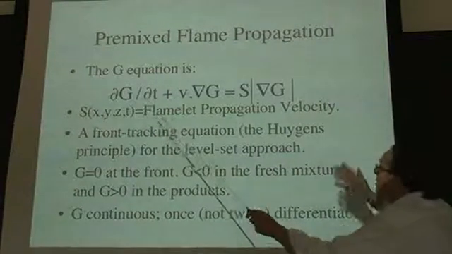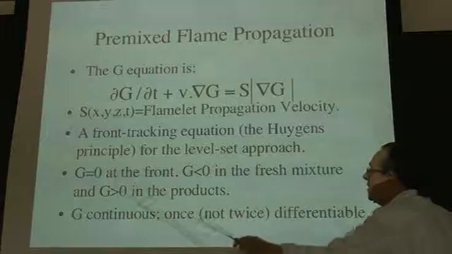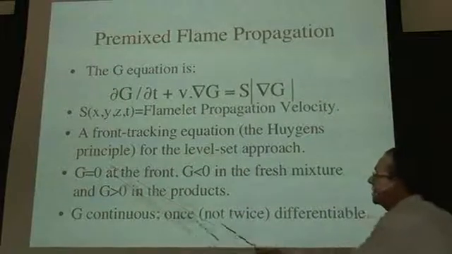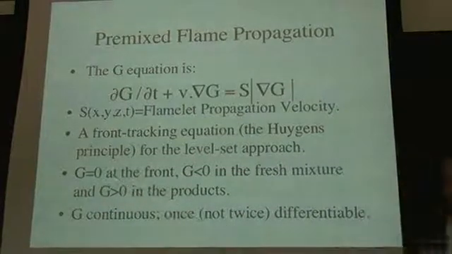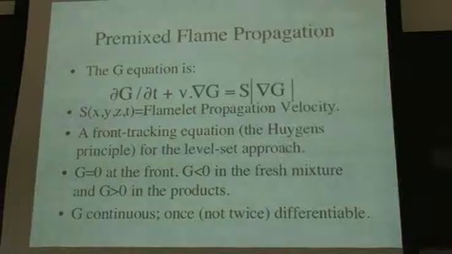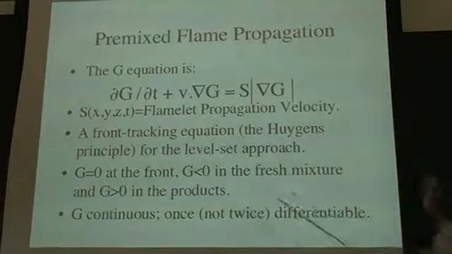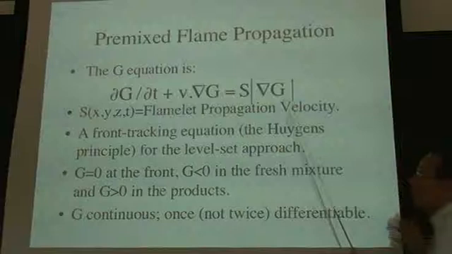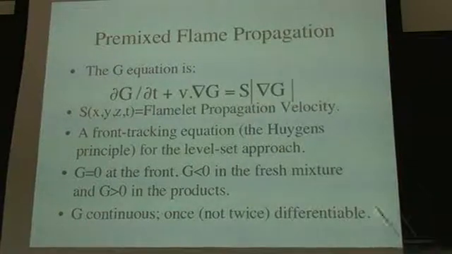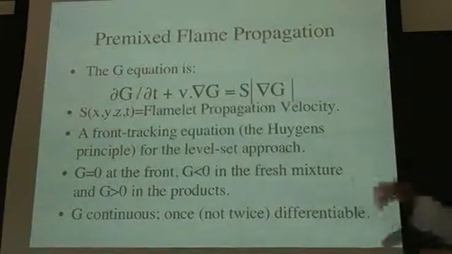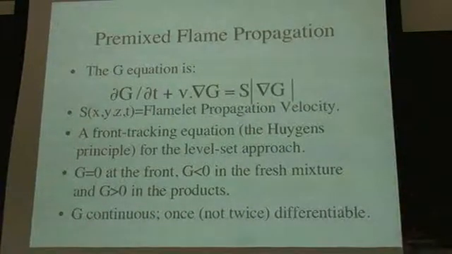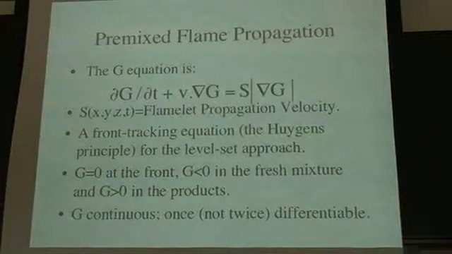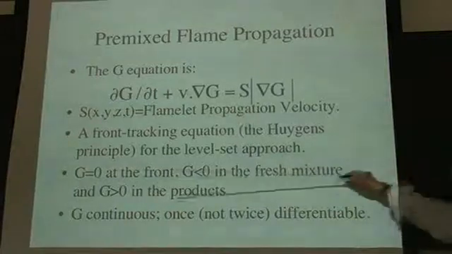And the point is that if at some time G is equal to 0 everywhere on the front, and if G obeys this equation, then at all future times G will also be equal to 0 on the front, and so it's simply a function that lets you track the front. This is what the G equation is.